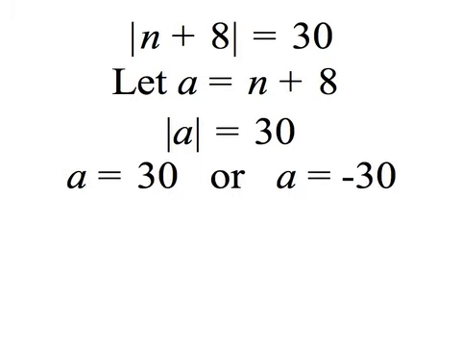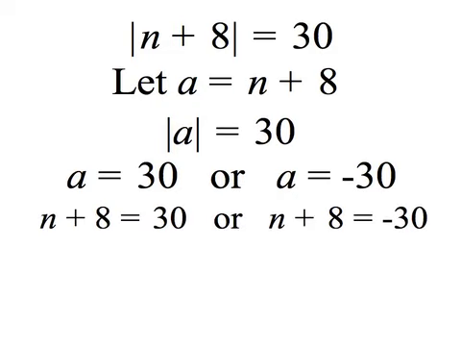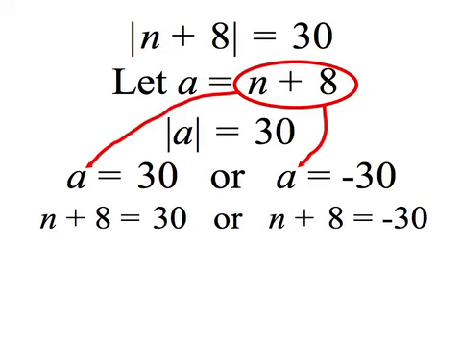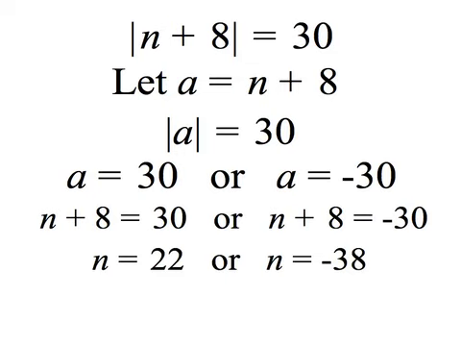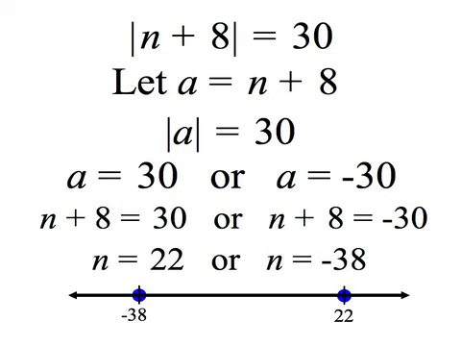And then we get, of course, just like we did for the absolute value of n is 42, that a can be 30 or a can be negative 30. But let's remember that a stood for n plus 8. So we substitute the n plus 8 in for the a. Then we write it down below, n plus 8 equals 30, or n plus 8 equals negative 30. In both equations, we add negative 8 to both sides, and we get that our two answers for n are 22 or negative 38, and we can also graph them, as shown.